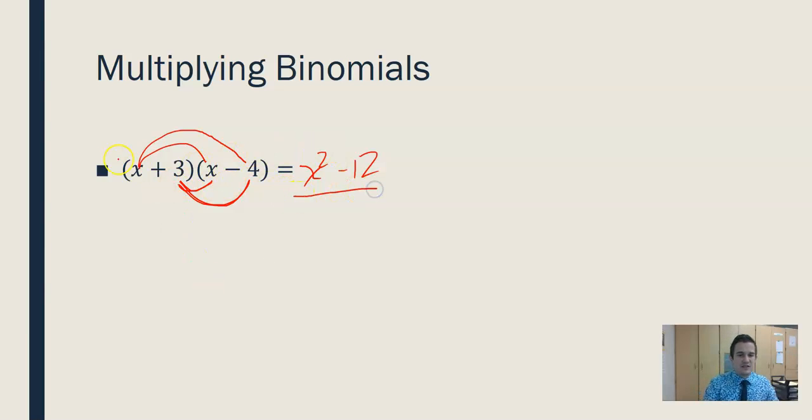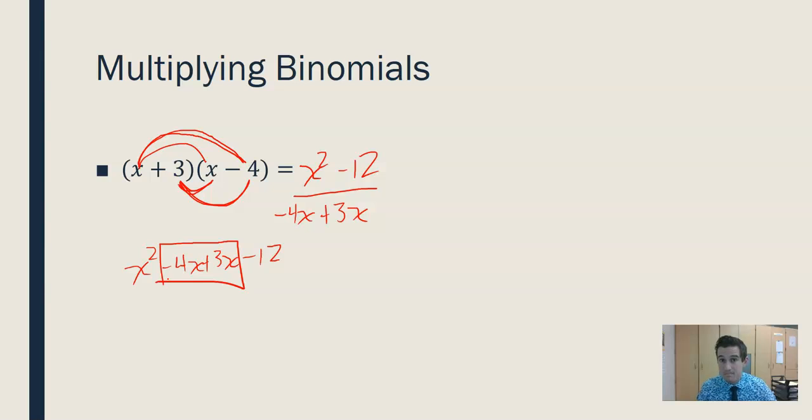So after I do x squared and negative 12, now I also have x times negative 4, which is negative 4x. And I have 3 times x, which is a positive 3x. And combining all that stuff together, I get x squared minus 4x plus 3x minus 12. And notice in this problem, negative 4x and positive 3x, I can combine those together because they're alike. So negative 4x plus 3x would be negative x. So x squared minus 1x minus 12 would be my final answer.